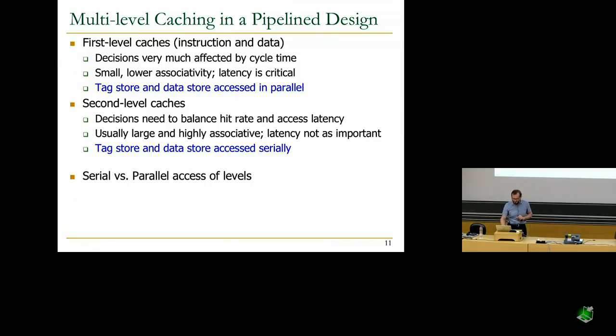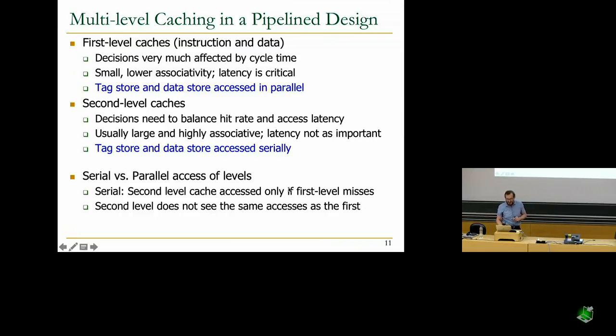There's also another thing. These are tag and data stores accessed serially. In a multi-level cache, you have another choice. Do you access the level 1 first, and if you miss, you go to level 2, and if you miss there, you go to level 3? This is a serial access. Do you serialize the access to different levels, or do you do them in parallel? That's a choice also, actually.